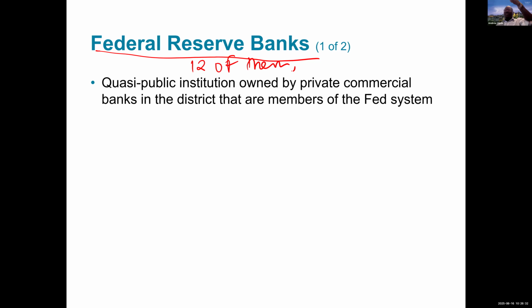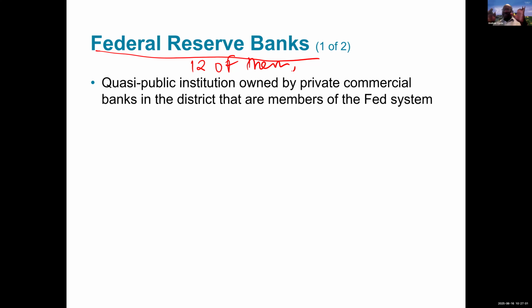We have the Federal Reserve Bank of Boston. We have the Federal Reserve Bank of Philadelphia. We have the Federal Reserve Bank of New York. We have the Federal Reserve Bank of Chicago. We have the Federal Reserve Bank of Atlanta. We have the Federal Reserve Bank of St. Louis, Federal Reserve Bank of Kansas City, Federal Reserve Bank of Dallas. We have the Federal Reserve Bank of San Francisco.